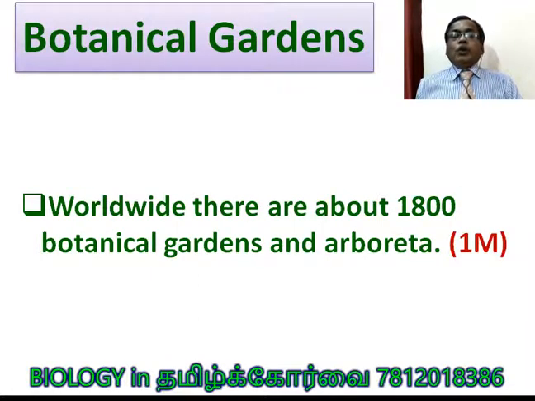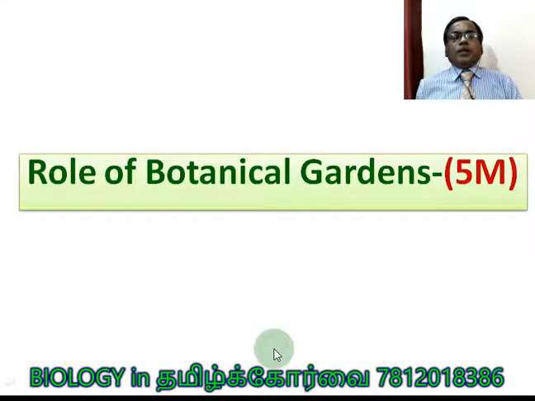Worldwide, there are about 1,800 botanical gardens and arboreta. Arboreta is the place where the trees are maintained, various types of trees are maintained. This piece of information can be asked in one more question. Role of botanical gardens. This can be asked as a 5 mark question because it consists of more than 5 points. One by one we learn now.